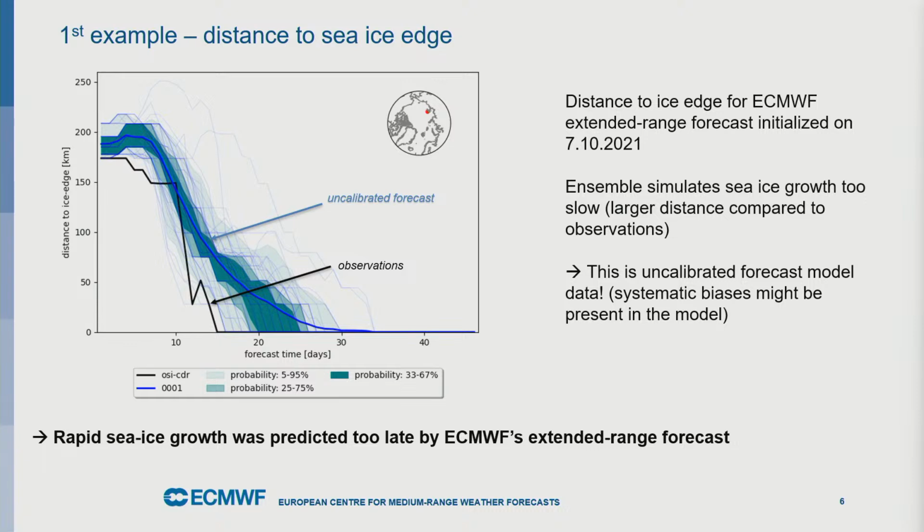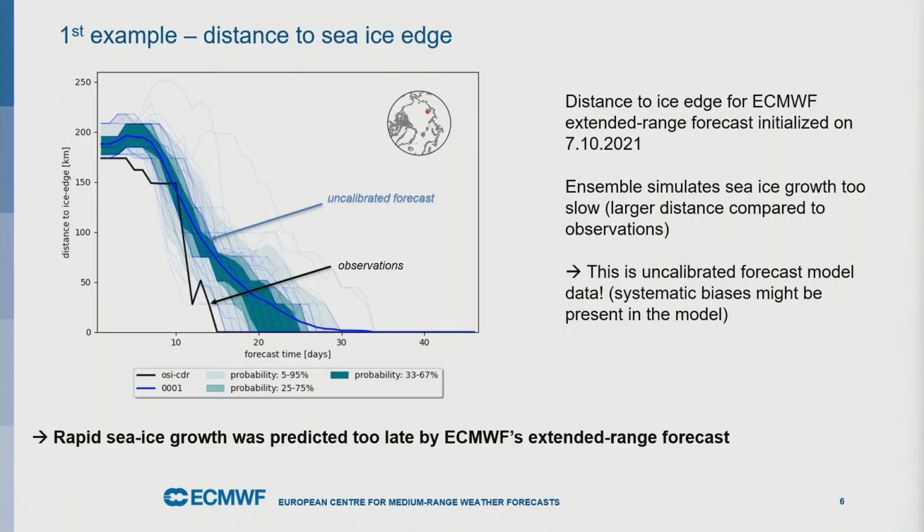I looked into the forecast, and in this instance, I used the forecast from ECMWF. It was initialized on the 7th of October, 2021. It's a so-called extended range forecast, which means at ECMWF it runs out for 46 days. It has 51 ensemble members, which provides some estimate of uncertainty. And what I did then, I chose a point, which is here the red dot. You can barely see it, I know, but it's in the Russian Arctic.